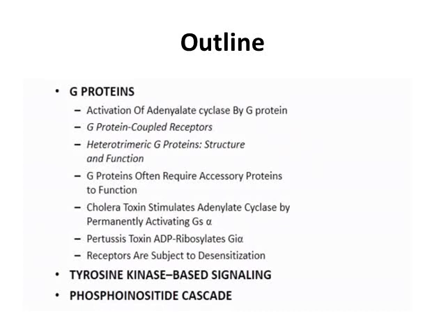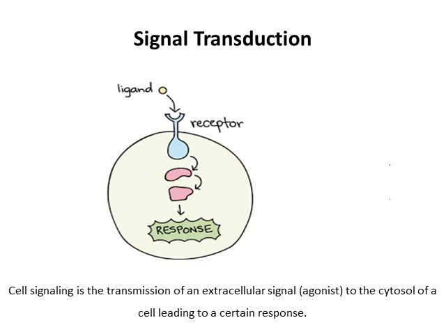Next, we're gonna talk about a certain toxin and how they affect the G proteins and how to stop the responsiveness of a signaling system by something called desensitization. The next part is gonna be about the tyrosine kinase based signaling, and the last part is gonna be about phosphoinositide cascade. Let's start by explaining the meaning of signal transduction.